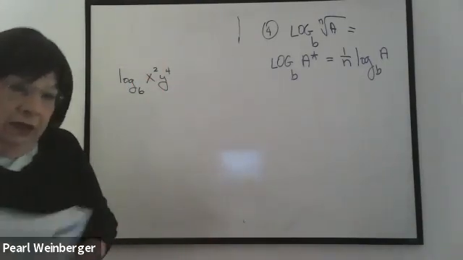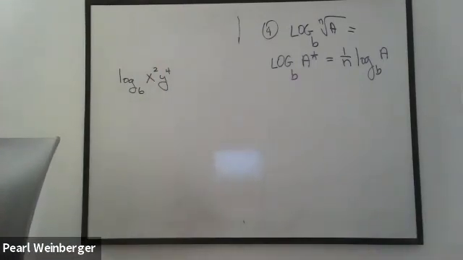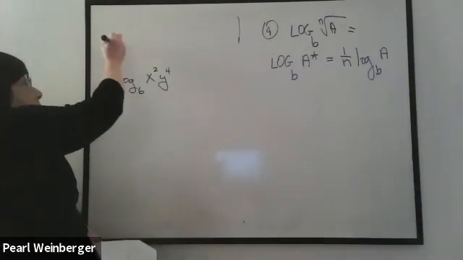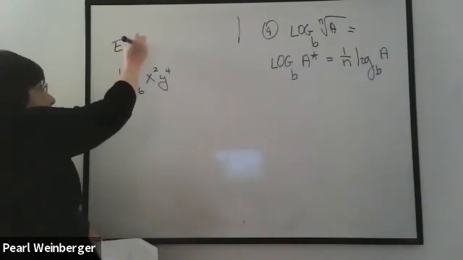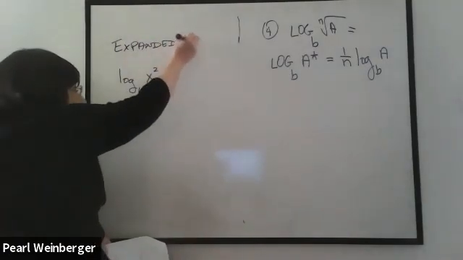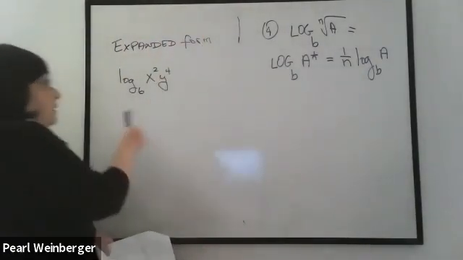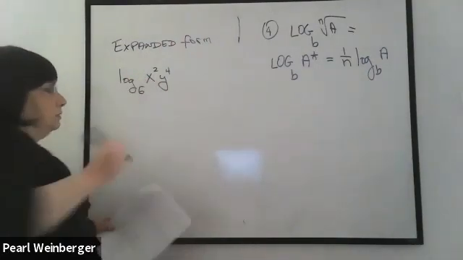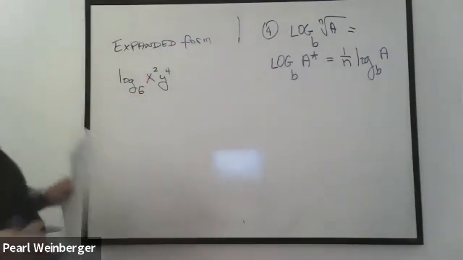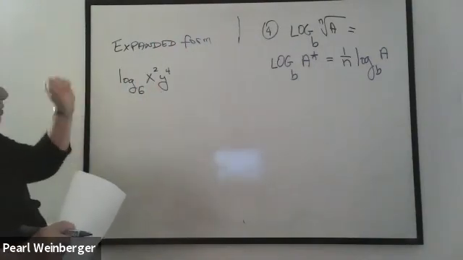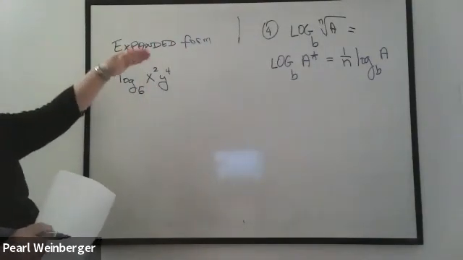Okay, here's the instructions. They're asking us to, this is called write in expanded form. What we want to do is tell, this is a 6. My base here is 6. We want to know what to do to the individual logs to get the log of x squared times y fourth.